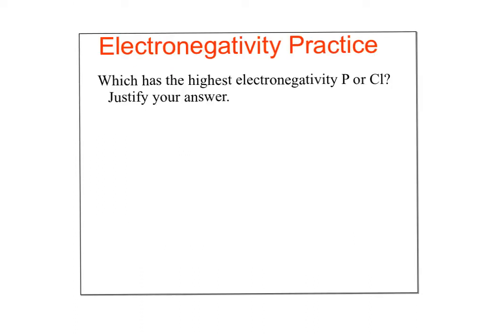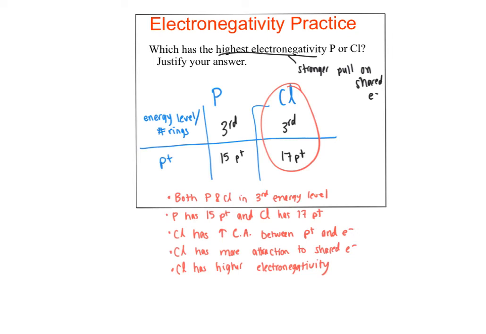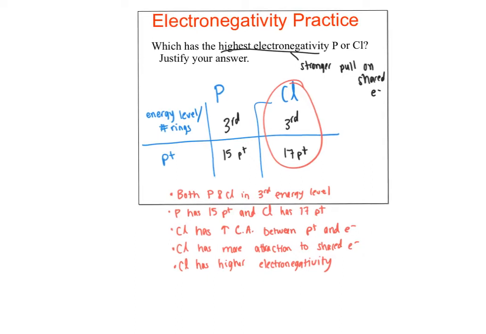All right, you try this one. It's phosphorus versus chlorine. Pause the video, and I'll be back in a second with the answer. All right, so I looked at phosphorus and chlorine. Both were in the same energy level, so I said both P and Cl in the third energy level. So then I looked at protons. Phosphorus has 15 protons, chlorine has 17 protons. What does that mean? Well, it means chlorine has higher Coulombic attraction between the protons and the electrons, which means chlorine has more attraction to the shared electrons, which means chlorine has higher electronegativity.